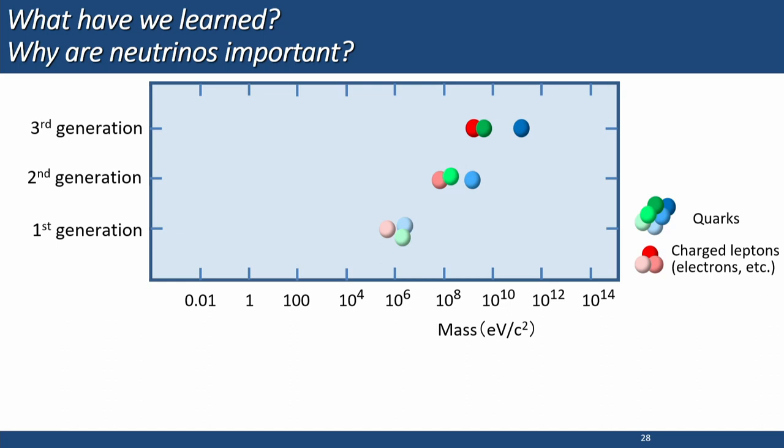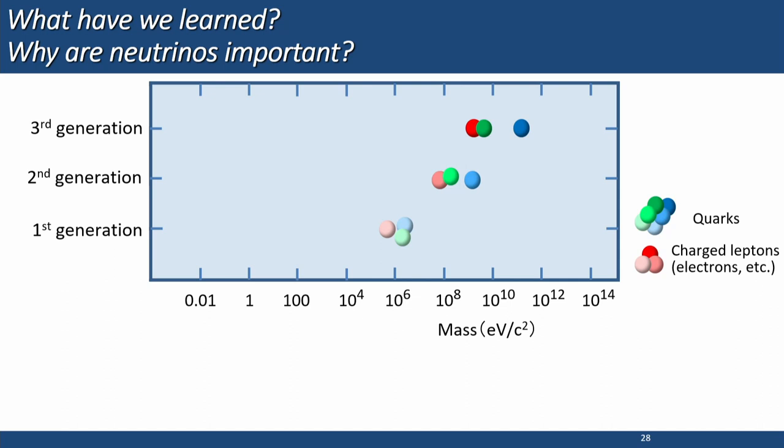Now, you may ask, why is neutrino mass so important? Why did President Clinton mention the discovery of neutrino oscillations in his speech? Well, let me convince you that neutrino mass is very important. Here, I show the mass of charged leptons and quarks. These are elementary particles, and the mass of these charged leptons and quarks are shown here.